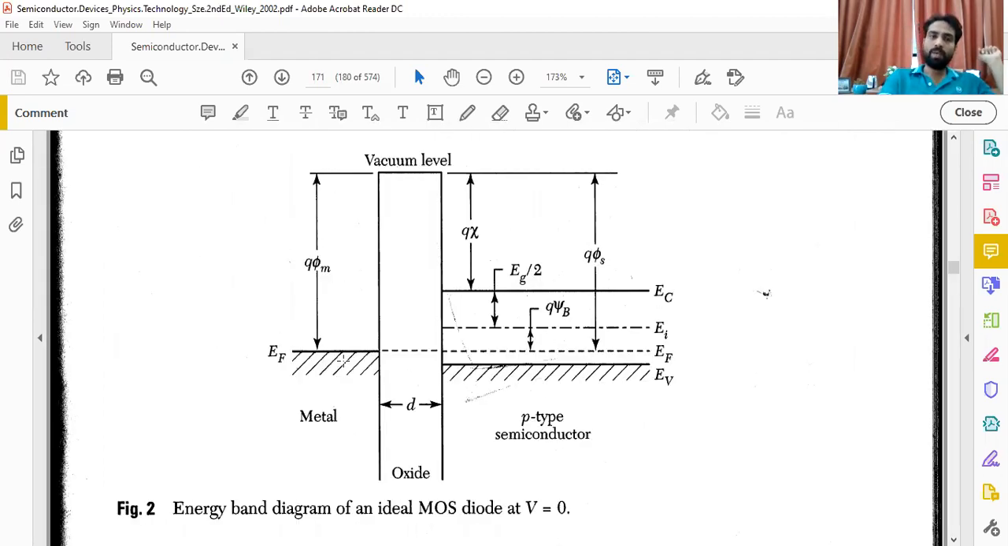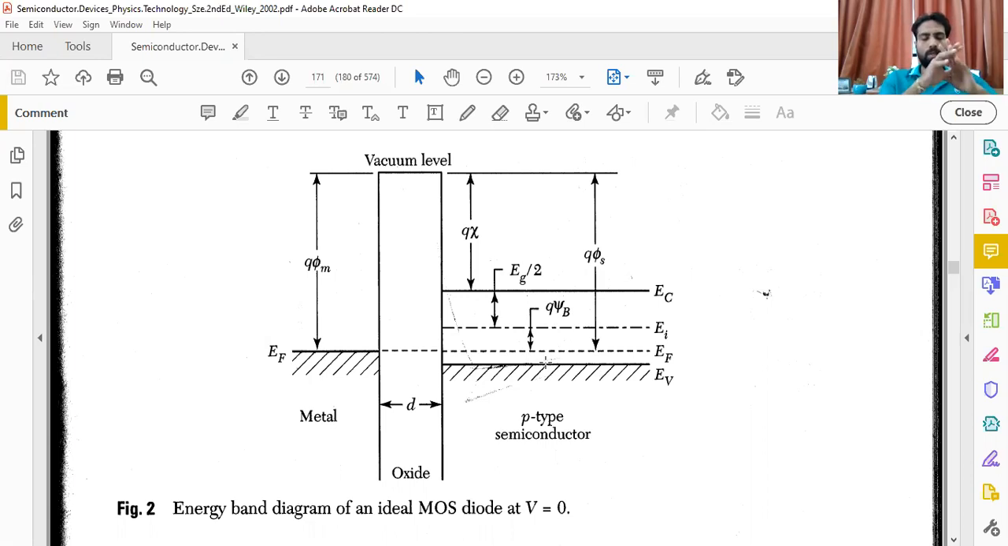Importantly, we have the metal connectivity. Here, if you see in between, we have the oxide layer. Here we have the semiconductor material, and specifically the kind of semiconductor we have taken is the p-type semiconductor, which is connected with the valence as well as the conduction band. So that's all the representation: Q phi m, Q phi s, Q psi, Q phi b, and Eg by 2. This is chi and this is psi. All of this has been taken to represent these quantum states. All the energy differences are here.